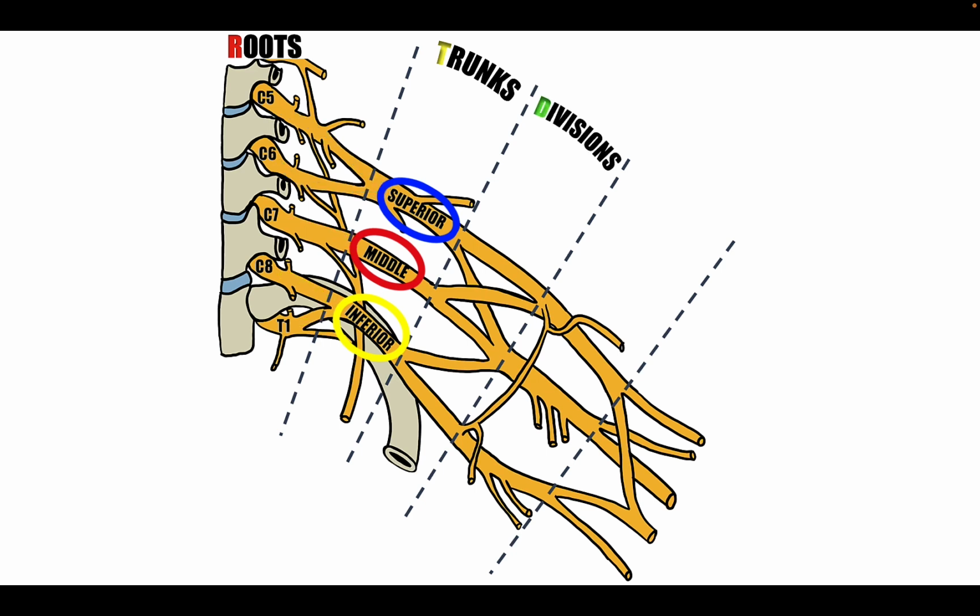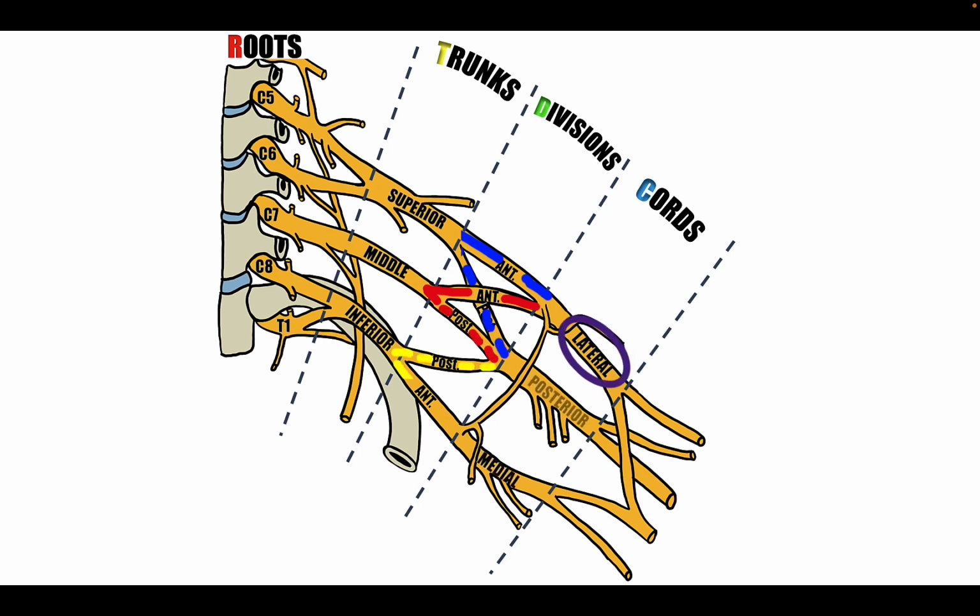Then the trunks all divide into 6 divisions, as each trunk is going to give off 1 anterior and 1 posterior division. Those anterior and posterior divisions will recombine in a new way to create 3 cords. The 2 anterior divisions from the superior and middle trunks combine into the lateral cord. All the posterior divisions combine to form the posterior cord. Finally, the leftover anterior division from the inferior trunk becomes the medial cord.